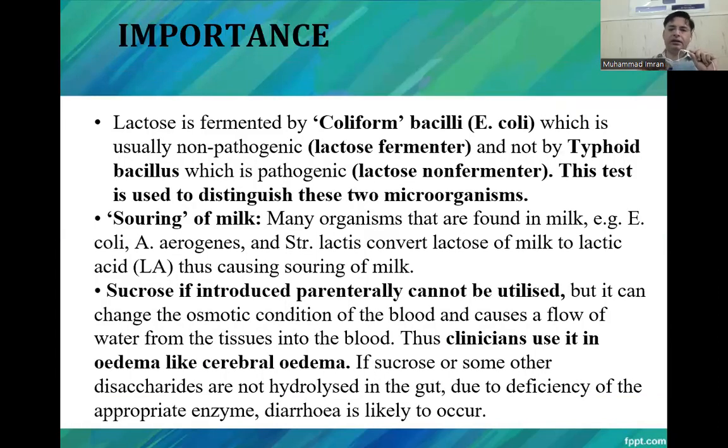Regarding lactose, I have already told you that the useful coliform bacilli bacterial strain produces yogurt, but a harmful bacilli strain, which is a non-fermenter, is a typhoid causing microbe. Many bacterial and fungal strains cause the souring of milk. For example, E. coli, Aerobacter aerogenes, and Streptococcus lactis convert lactose of milk to lactic acid, which causes souring of milk.